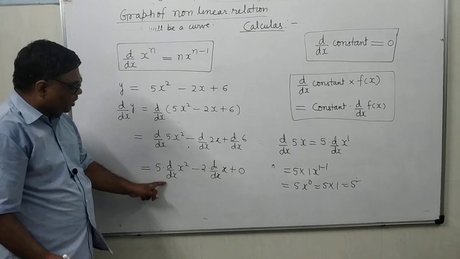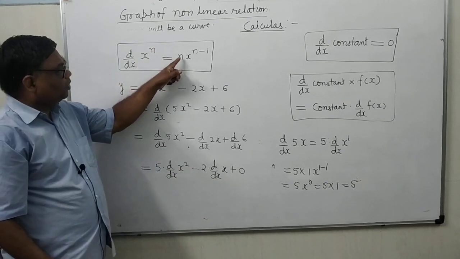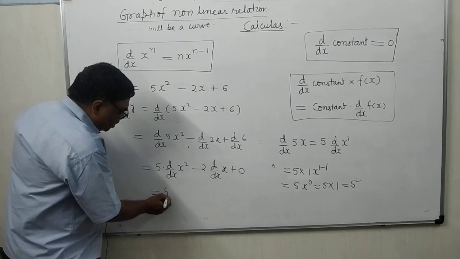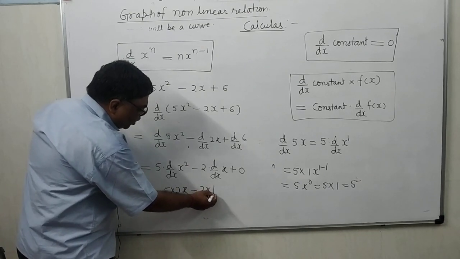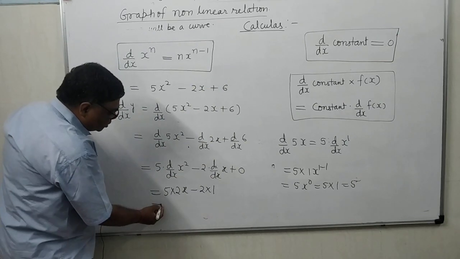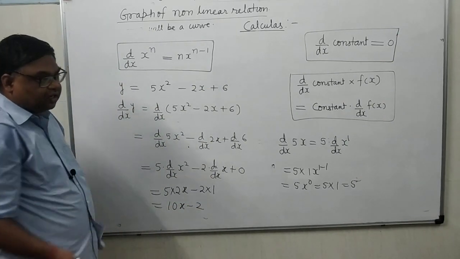So what will be here? This value, d by dx of x square, here in place of n there is 2. So it will be 2 into x to the power 2 minus 1, that is simply 2x. It is 5 into 2x minus 2 into 1, that I have already shown for d by dx of x. So it is equal to 10x minus 2. So this way we can calculate it.